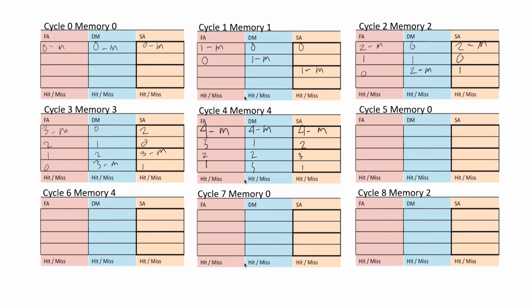Okay. And then in cycle 5, memory 0 comes back. So when memory 0 comes back, 0 will go in here, but actually 0 was kicked out in your fully associative earlier. So it turns out that it's a miss: 4, 3, 2. Right?